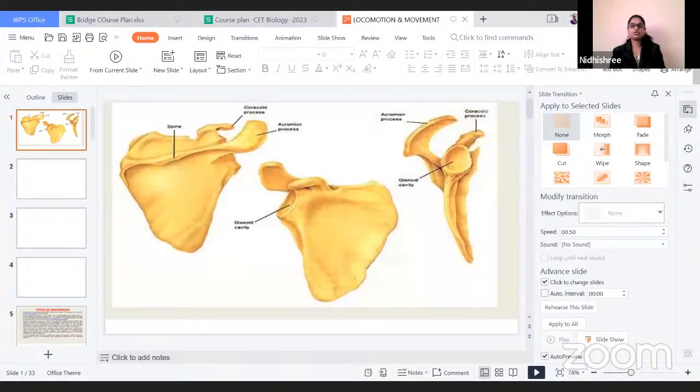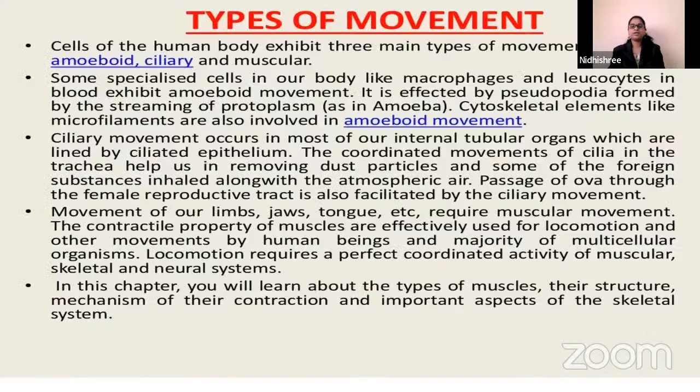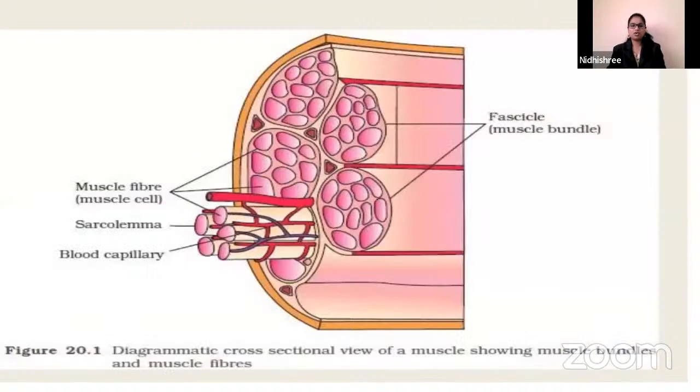Regarding locomotion and movement, we are studying from 6th standard. In 6th standard, we had the chapter named movement in science. Then we have the first concept regarding the movement. The cells of human body exhibit three main types of movement, namely amoeboid, ciliary, and muscular. Muscle fiber, sarcolemma, blood capillary, fascicle. Just observe the diagram and labels of it. This is a diagrammatic cross-sectional view of muscle. It consists of muscle fiber, sarcolemma, and then blood capillaries.